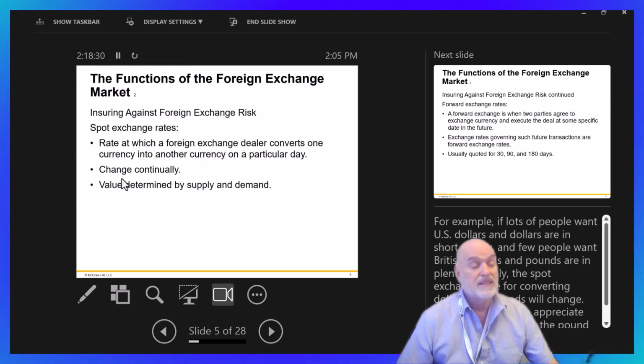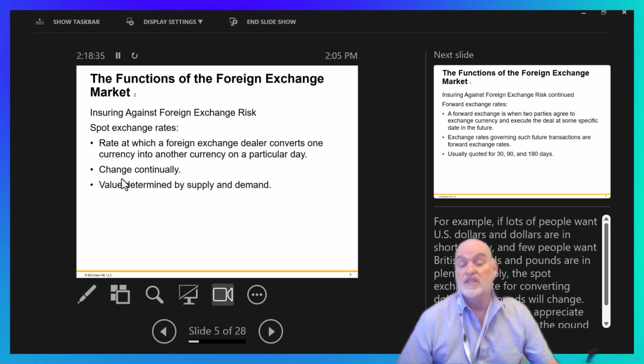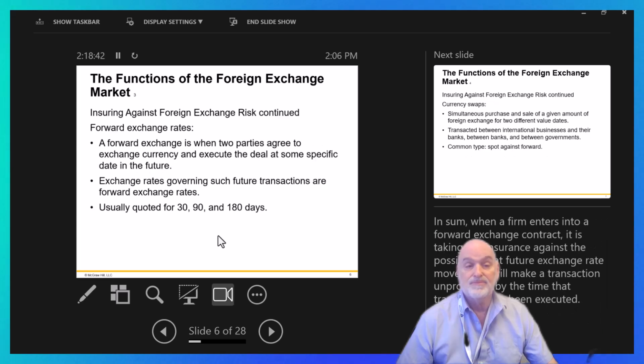Spot exchange rates: the rate at which a foreign exchange dealer converts one currency into another currency on a particular day. It changes continually, and the value is determined by supply and demand.